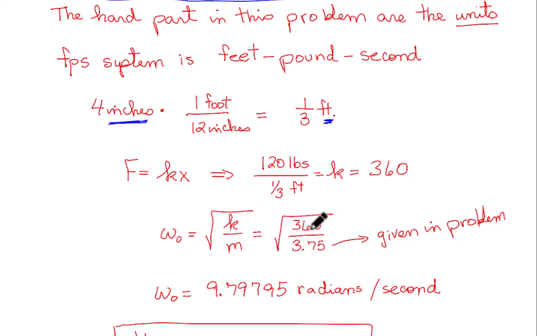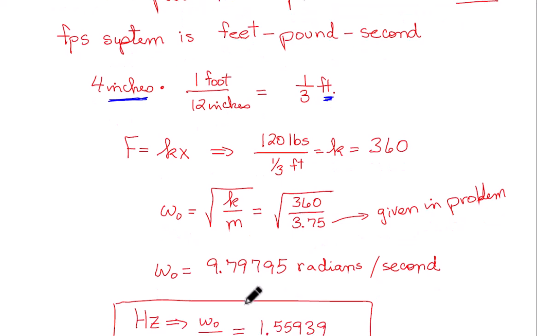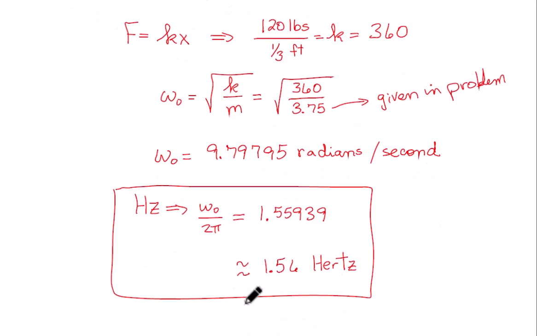All right, so I put all that in. So omega naught is 9.79795 radians per second. And so the cycles is omega naught over 2 pi. And so about 1.56 hertz.